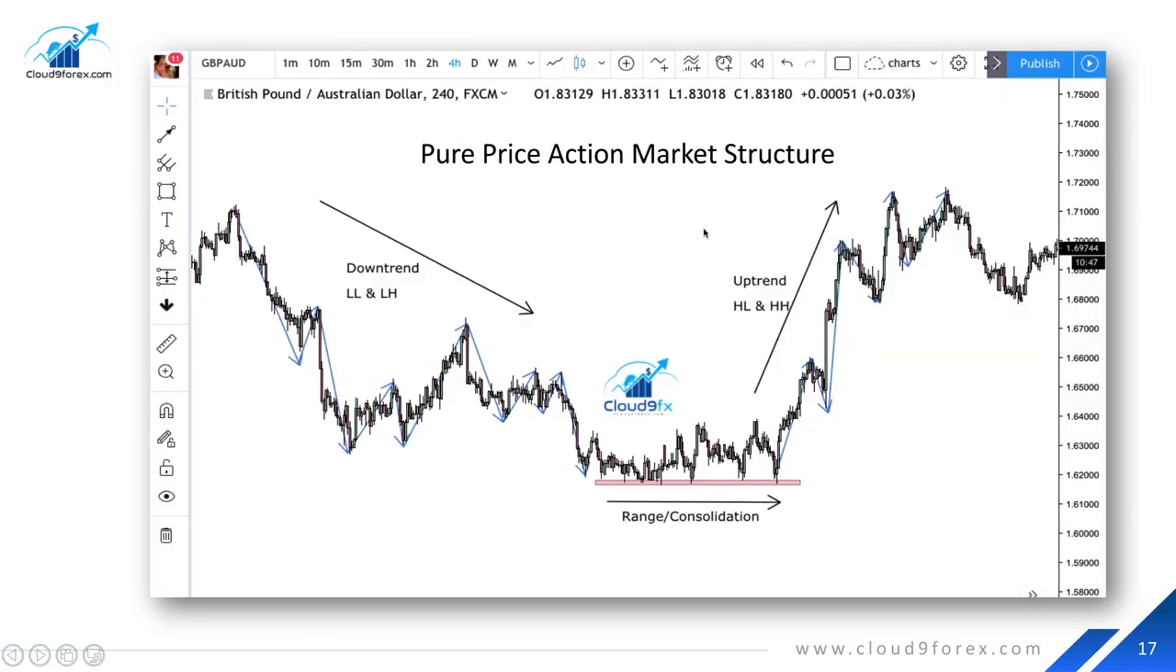Pure price action market structure. Here's an example on the 4 hour on GBP/AUD. Price comes down, consolidates, pulls back, shoots down, consolidates, pulls back, shoots down, consolidates, pulls back, and so on. That's why it's so important that we understand our lower highs and lower lows. Then eventually we get a huge range consolidation, price respects support, and eventually goes up. Then we get our higher highs and higher lows, and we're in an uptrend.